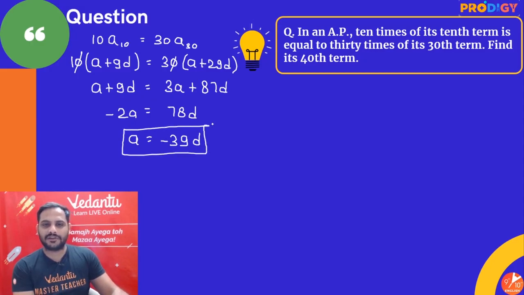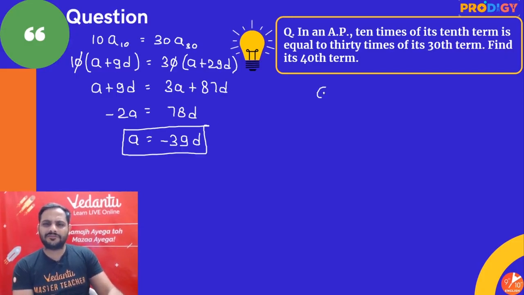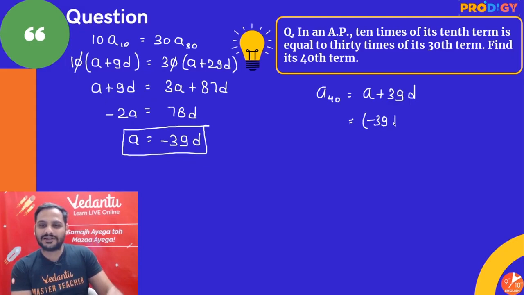We got the value of a as minus 39d, and this is the only information I know. Now they are asking to find the 40th term. I don't have any other information, so let's see what the 40th term will be. Using the general term formula, I can say it will be a plus (40 minus 1)d, that is a plus 39d. And I know a is nothing but minus 39d from the first equation, plus 39d. So the 40th term is equal to 0.